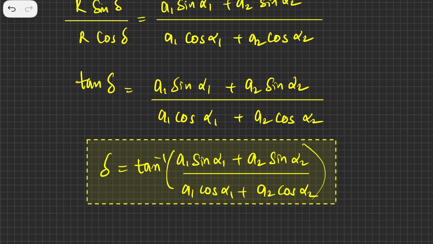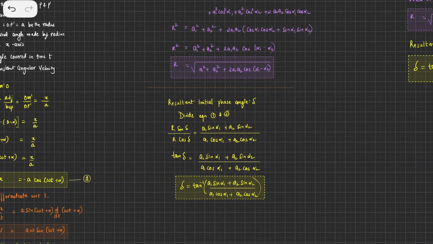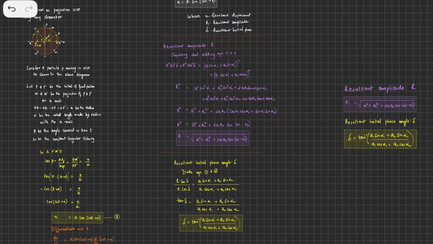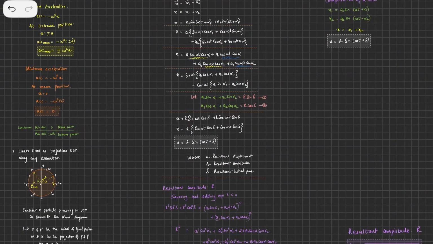And if I want only the value of delta, then this tan I'll take to the other side, and when tan goes to the other side, it becomes tan inverse. So the tan inverse of the entire same value, no change in the right hand side except this tan inverse. So this becomes my resultant initial phase angle for the two simple harmonic motions. So this topic has been completed.